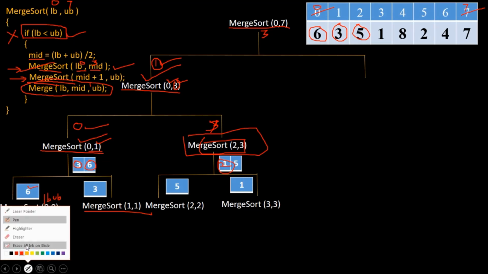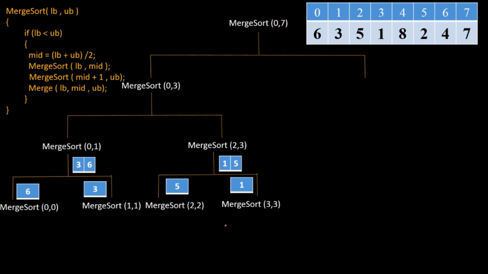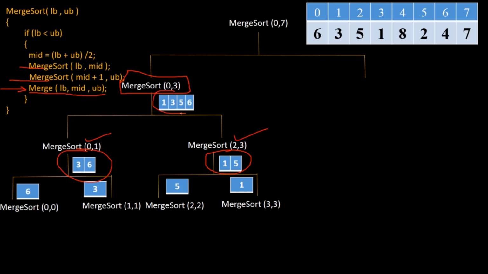We will get 1 and 5, right? So I hope you are understanding. Now for this merge sort 0 comma 3, we have completed its left part as well as its right part, right? So this line executed, this line is also executed. Now we have come to execute up to this line. When this line executes, it will merge these two arrays 3 comma 6 and 1 comma 5 into a single array. When we merge these two arrays, we will get 1 3 5 and 6, right?